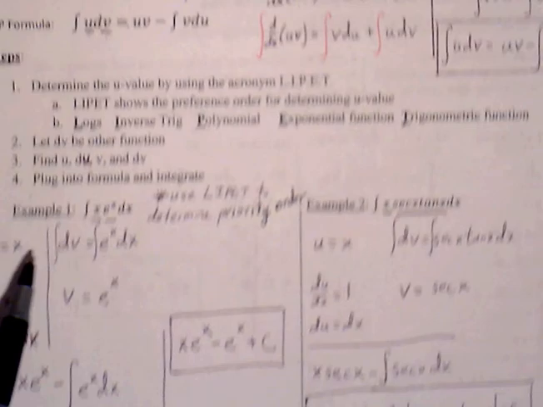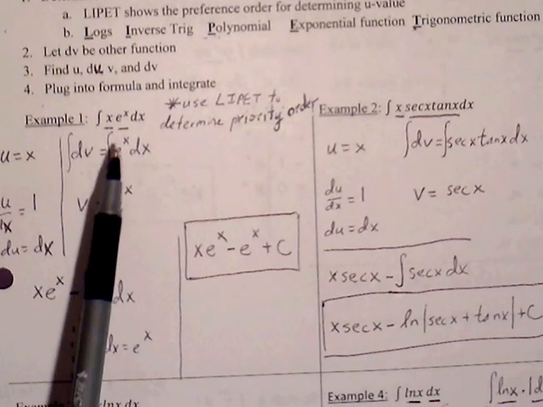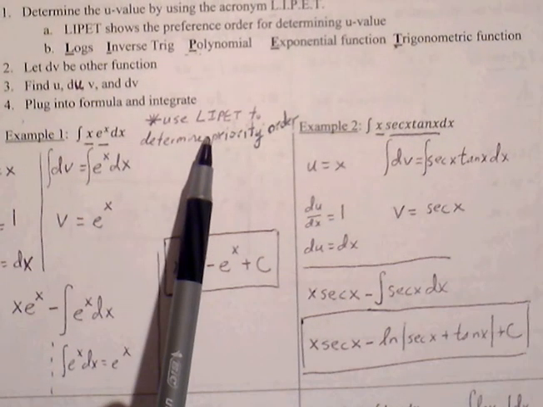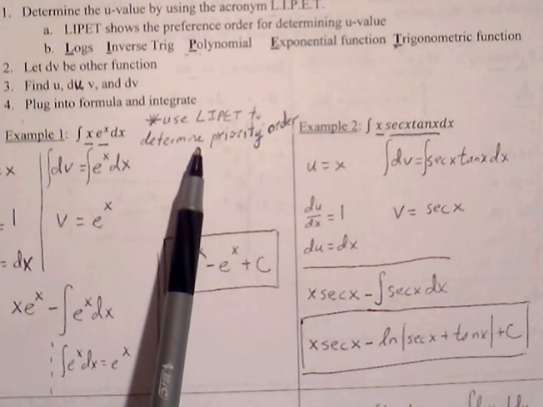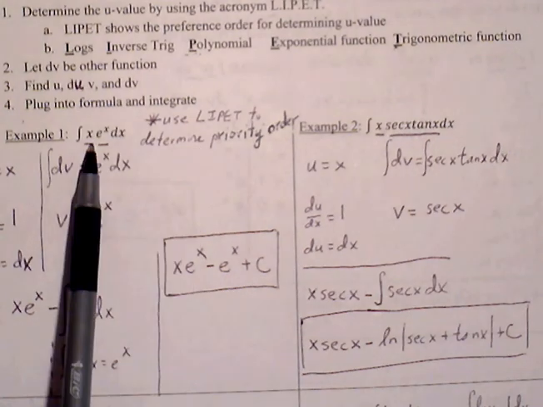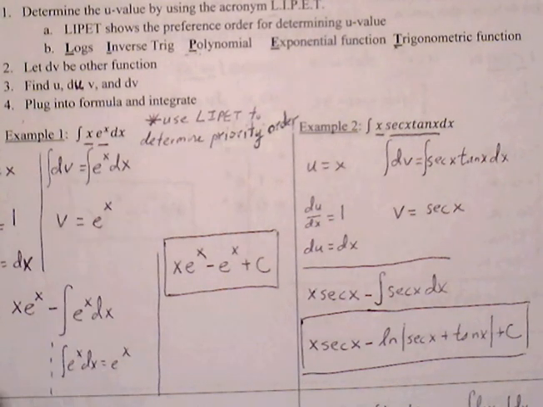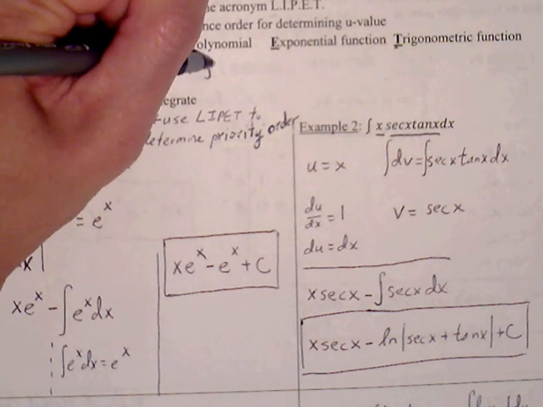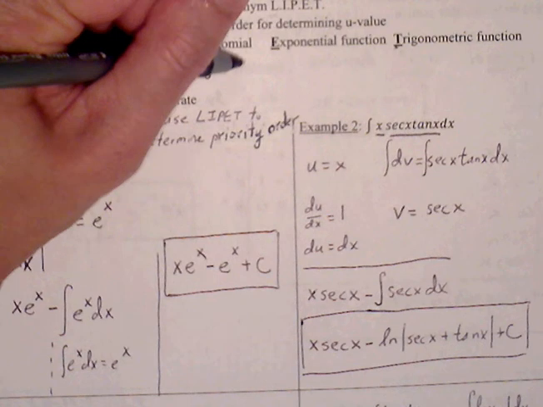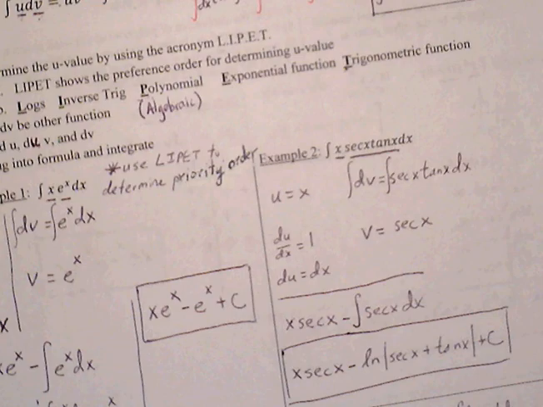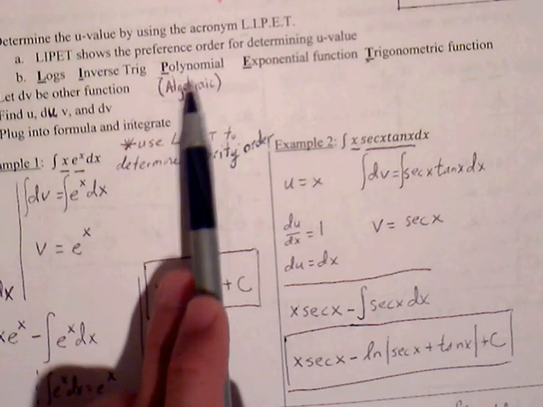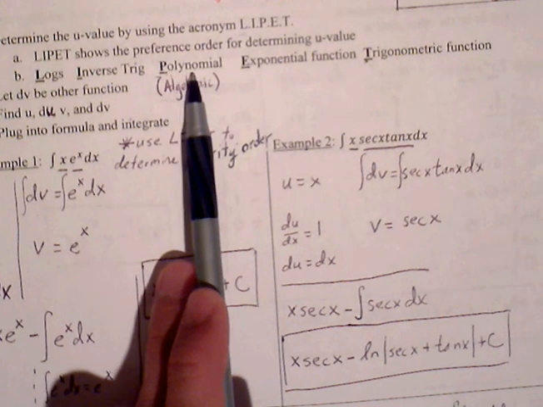Okay, example 1: let's say we have the integral of x times e to the x dx. We're going to use the acronym LIPET to determine our priority order. We see that x is polynomial, or actually we're going to call this polynomial or algebraic, so they all fall under the same category. If we see 2x plus 1, or x minus 1, or x squared plus 4, or x to the fourth, that all falls under polynomial.